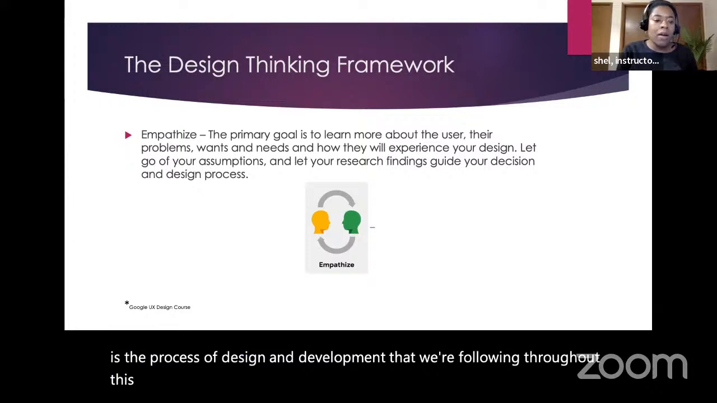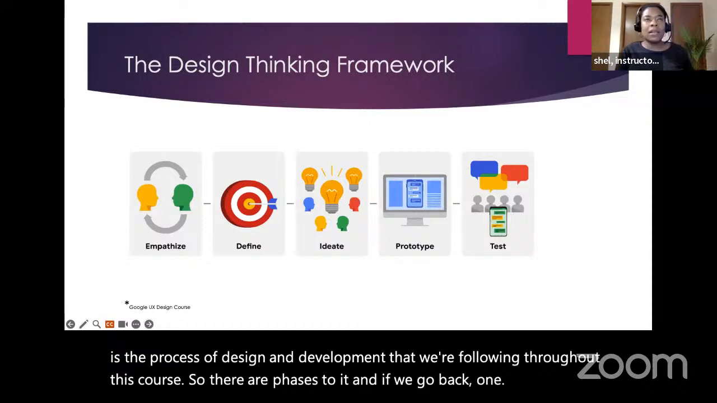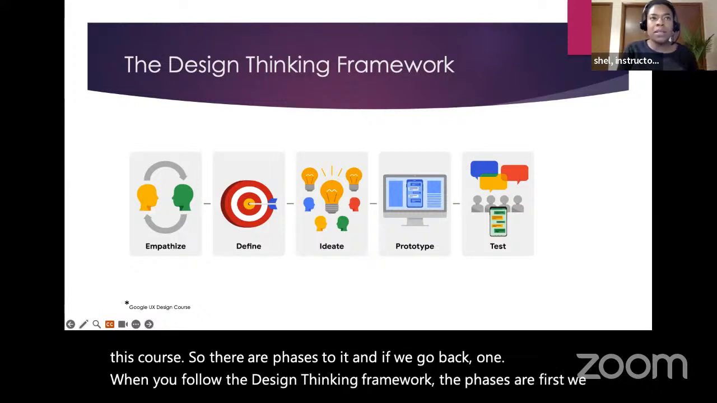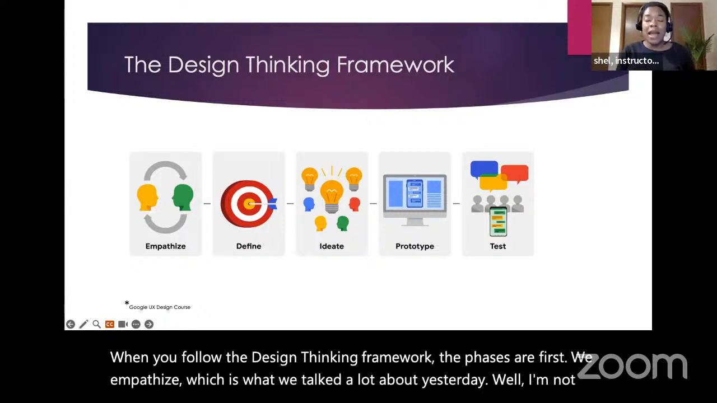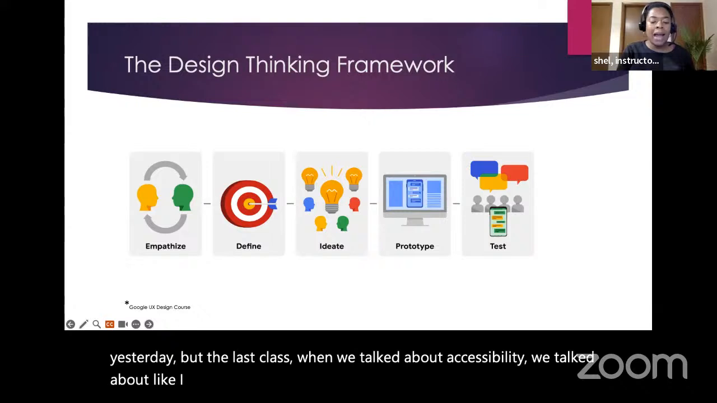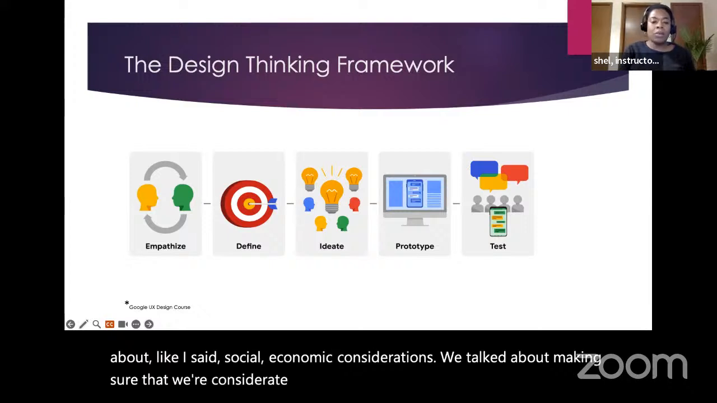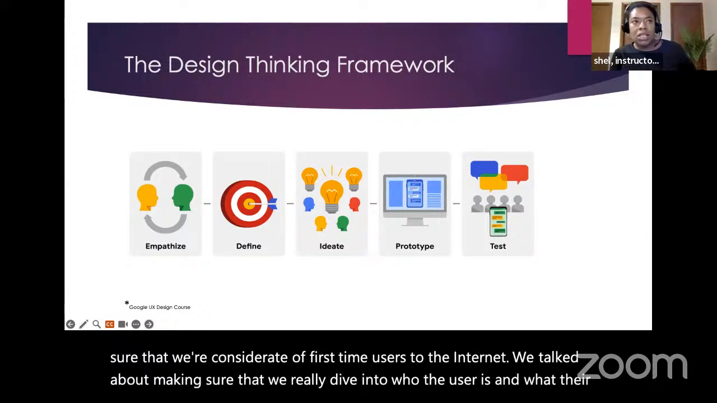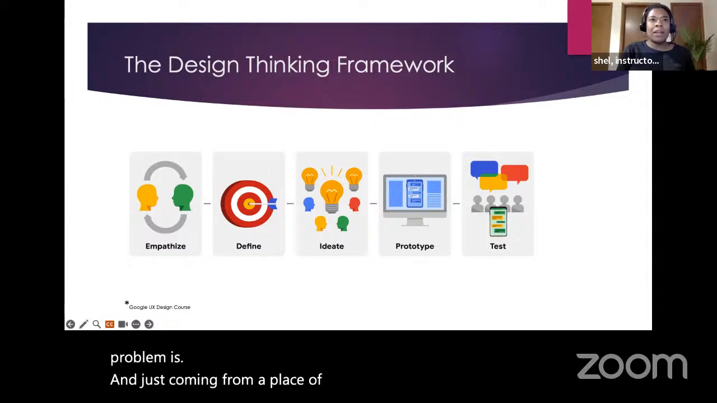So there are phases to it. When you follow the design thinking framework, the phases are first we empathize, which is what we talked a lot about in the last class when we talked about accessibility. We talked about socioeconomic considerations. We talked about being considerate of first-time users to the internet. We talked about making sure that we really dive into who the user is and what their problem is, and just coming from a place of empathy. So we have been diving a lot into that.